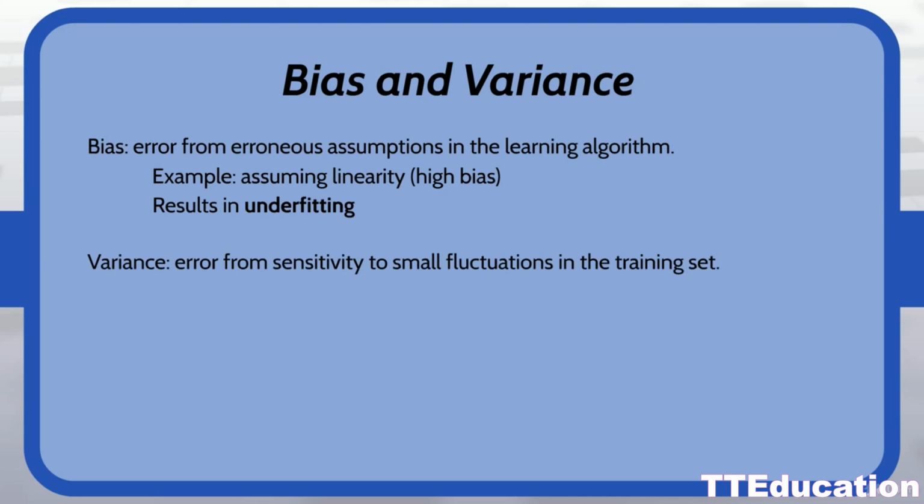On the flip side, we have variance, and this is error from sensitivity to small fluctuations in the training set. So instead of mapping the underlying trend, here we are just making our model too complex and picking up on the noise and the small fluctuations instead of the underlying trend. So an example would be using a higher order polynomial than necessary. Perhaps the data is linear and we try to map it with a polynomial. This is going to give us perfect accuracy on the training set. However, it's not going to be able to predict future data because we've missed that trend.